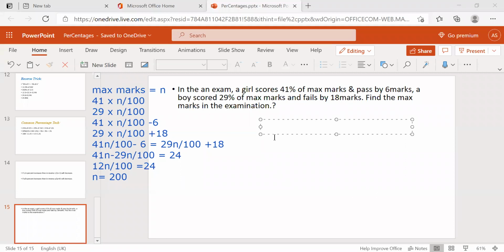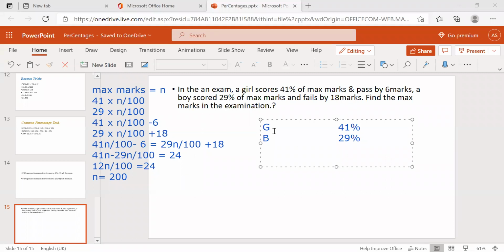First thing, what they are saying: 41 marks. The girl scored 41 marks, right? Sorry, 41 percentage. Is it clear? 41 percentage is the girl's score. The girl scored 41 percentage. And the boy scored how much percentage? 29 percentage.